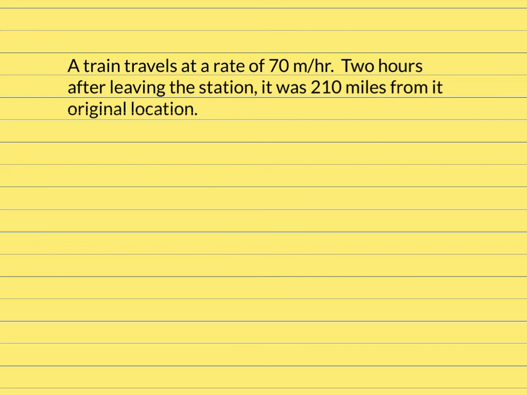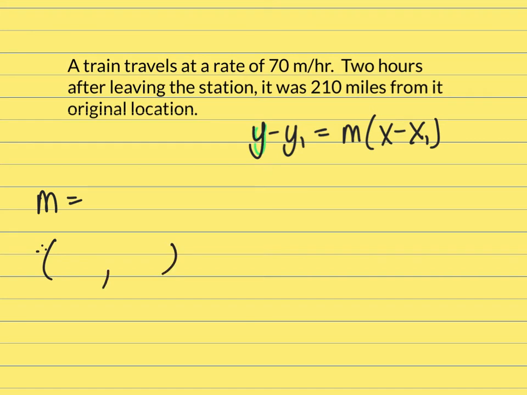All right, so we are still writing the equation. Let me switch colors. That one's not going to work very well. Y minus y1 equals m times x minus x1. In order to write this, we need a slope and we need a point. And for that point, we need an x and a y value, right? So, first of all, looking at our data here, it says a train travels at a rate of 70 miles per hour. 2 hours after leaving the station, it was 210 miles from its original location.